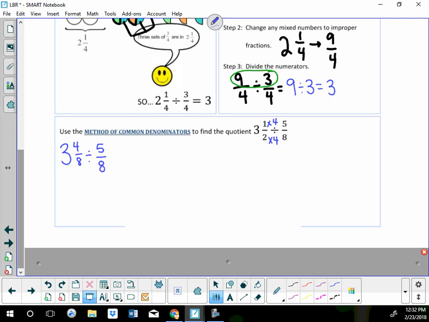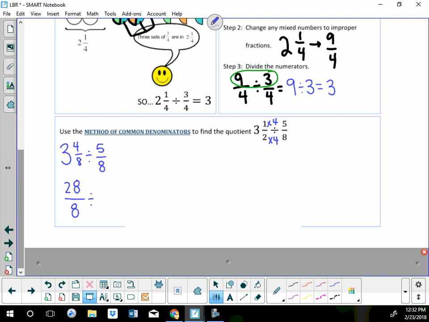Step 2, what's step 2, guys? Make mixed numbers into an improper fraction. Yes, do we have some mixed numbers there? Yes. So what does 3 4/8 become? 28/8. So if we do 3 times 8 is 24, plus 4 would be 28/8. Okay, so we got through steps 1 and 2.